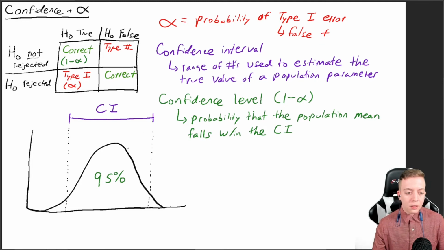So this is going to take us into what we do with this. 1 minus alpha is what's going to give us the confidence level. So if alpha is the probability of a type 1 error, our confidence level is 1 minus alpha.